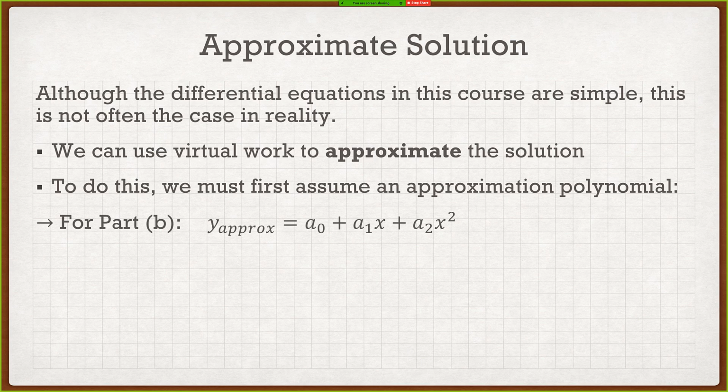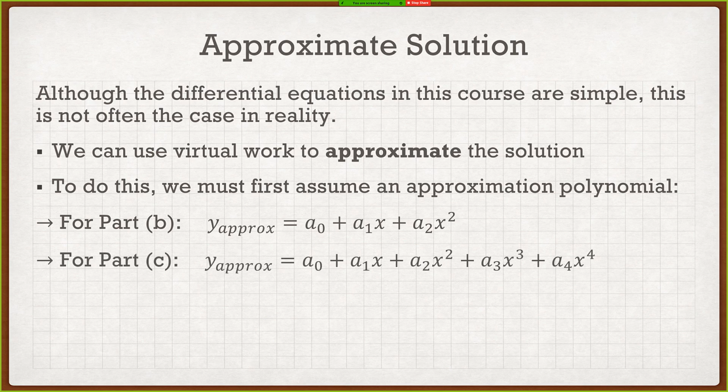So of course, in part B, we said that we want a quadratic polynomial approximation. Therefore, I'm going to say that my approximate solution is A0 plus A1x plus A2x squared. So the whole goal here would be saying, all right, what is A0, what is A1, and what is A2? For part C, however, it gets a little bit longer because instead of a quadratic, we want a quartic approximation. So therefore, we have the same terms as the quadratic, but then we add in an A3x cubed plus an A4x to the fourth. So it gets a little bit more complicated, but not too bad.